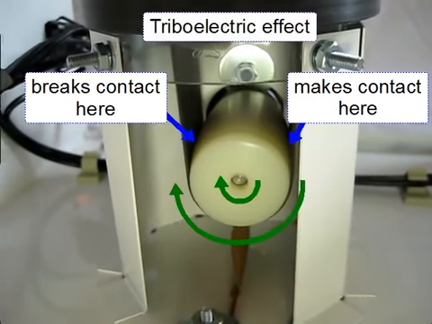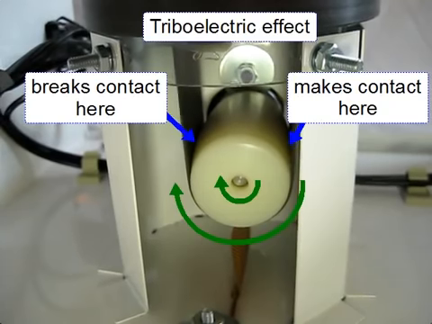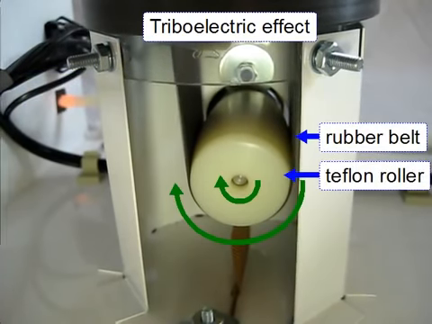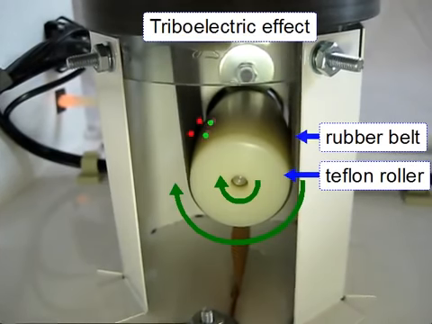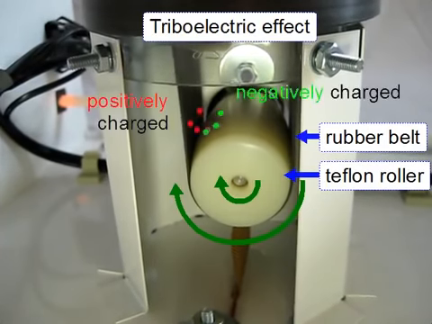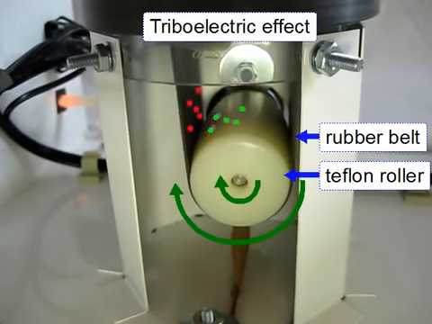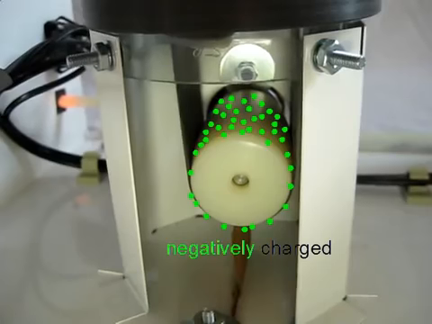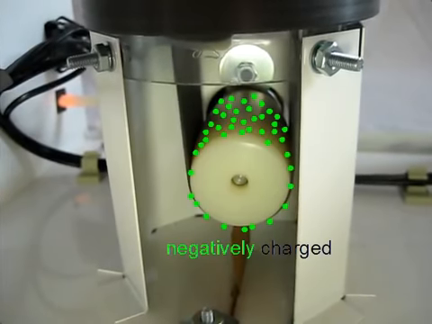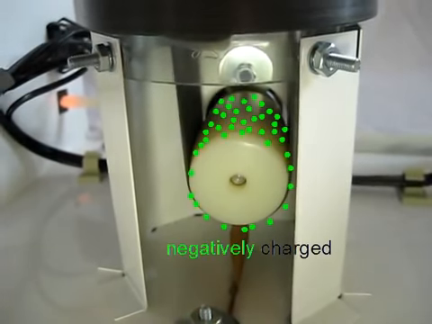This is called the triboelectric effect, and I have a video that goes into great detail about it. Because this roller is Teflon and this belt is rubber, due to the triboelectric effect, electrons on the belt will move to the roller. This means the roller will become negatively charged and the belt will become positively charged. We now have what we need for the next step, a charged roller, and in this case, one that's negatively charged.